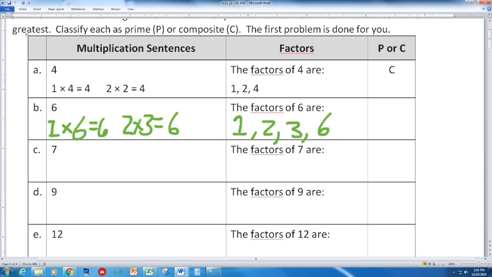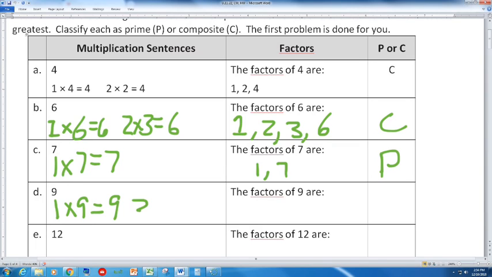Okay, 7. 1 times 7 equals 7, and that's it. So my factors are 1 and 7, which makes it prime. Okay, 9, so 1 times 9. 2 doesn't go into it, so let's try 3. 3 times 3 equals 9, and then that's it. So we're using our multiplication facts to see what numbers can go into those numbers. So our factors are 1, 3, and 9. We already have 3, so we don't need to put it again.